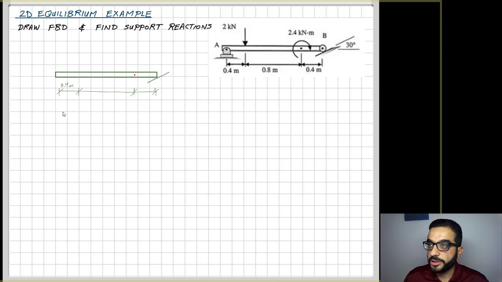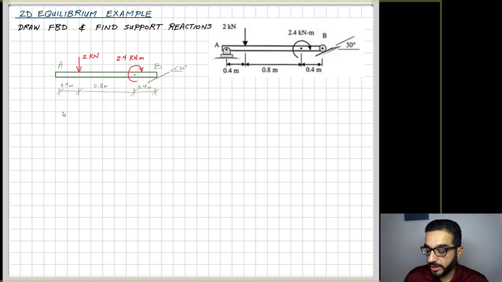So if I draw the free body diagram here, I'm kind of copying what's in the figure but focusing on what is important to show in a free body diagram. So the body itself, dimensions, the loads. And then I didn't draw the supports here because I will replace them with the reactions for each one.